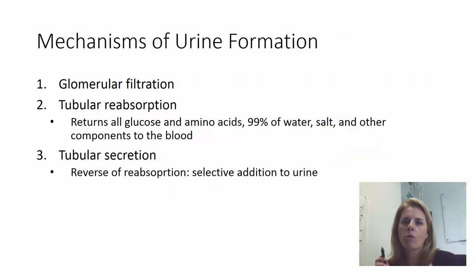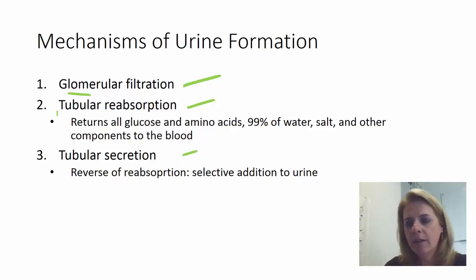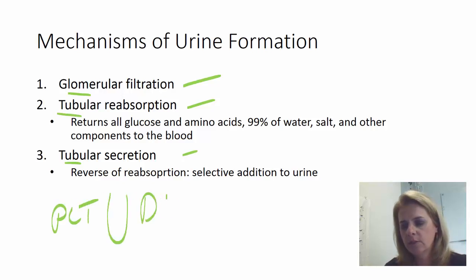All right. Well, it takes 3 steps to make urine. There's something called filtration, reabsorption, and secretion. Now, filtration occurs in the glomerulus, so we call it glomerular filtration. So we're trying to make it easy on you, telling you where it happens. Reabsorption and secretion happen in the tubules. Remember the proximal convoluted tubule, the loop of Henle, and the distal convoluted tubule? This is where your reabsorption and secretion is going to occur.